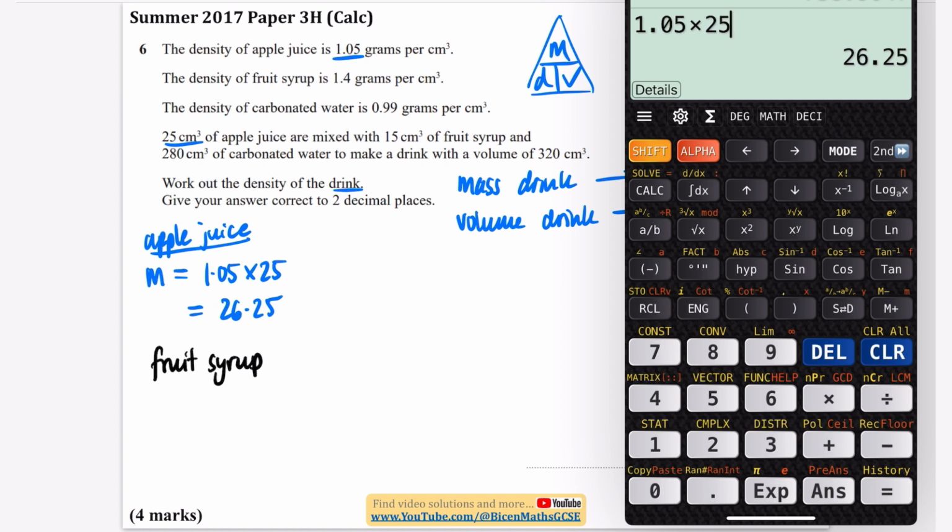Okay, now I'm going to do the fruit syrup. We're going to work out the mass. It is going to be 1.4 multiplied by 15, which is 21.